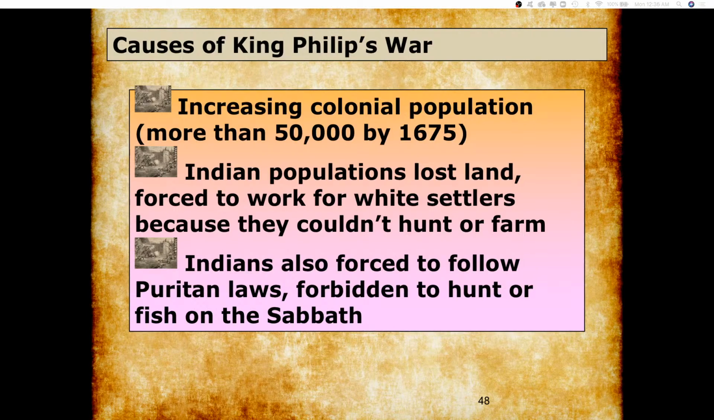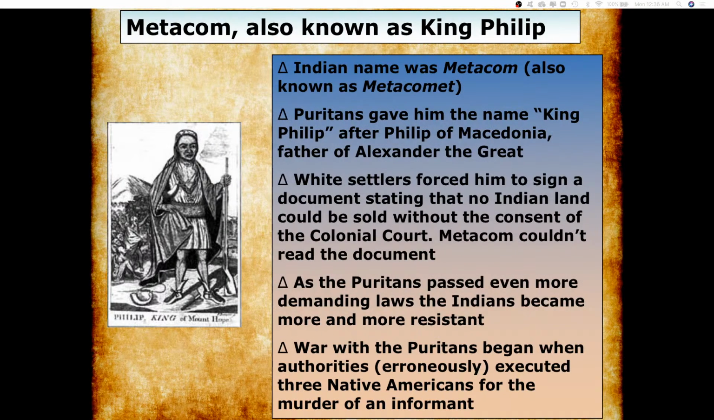Also, when it came to Chief Metacom, whom they commonly referred to as King Philip, they forced him to sign a document stating that no native lands could be sold without the consent of the colonial court. Mind you, this guy can't read or write English. They're having him sign over his rights like that. Plus, they pass even more restrictive laws on Native Americans. And for the straw that finally broke the camel's back, Puritans are going to execute 3 Native Americans on suspicion that they killed an informant. So, this kickstarts King Philip's War.